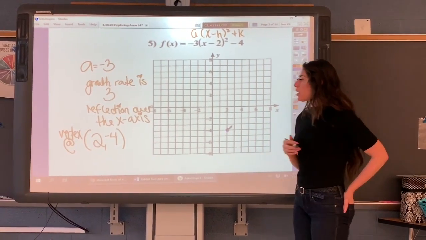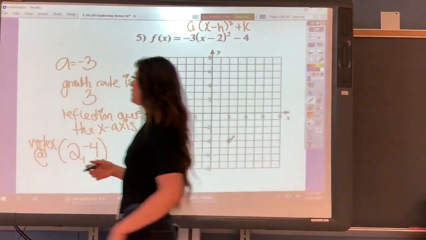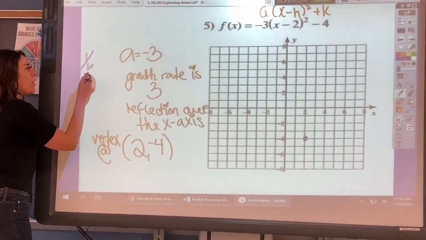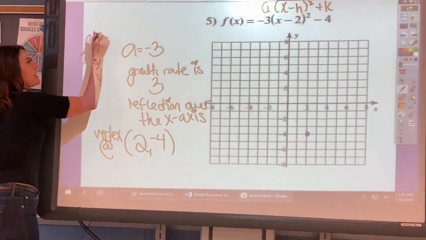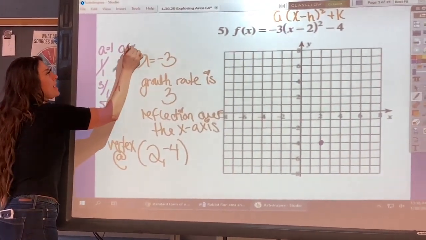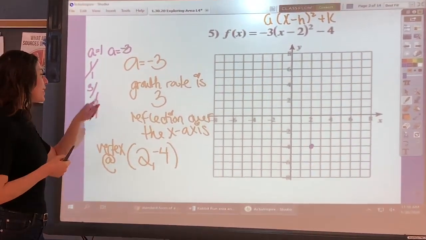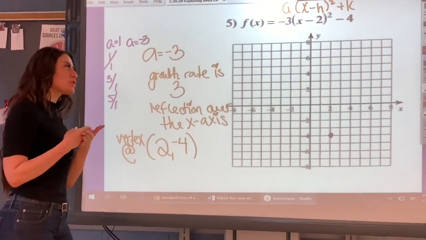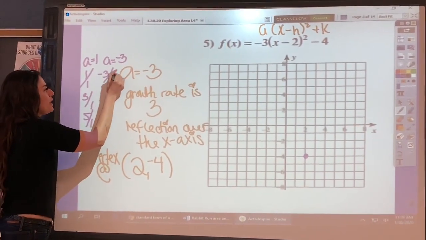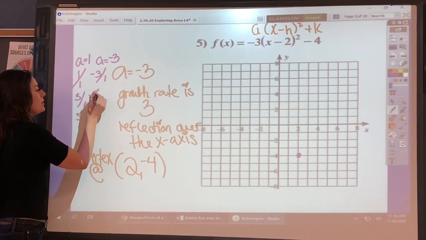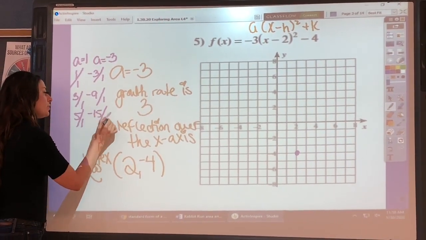I'm gonna find (2, -4). And I know this is my starting point for my quadratic. Now, typically, like I said, a quadratic would have a growth rate of 1 over 1, 3 over 1, 5 over 1. But that is if A equals 1. In this case, A equals -3. All you have to do is multiply each of your numerators by -3, and that will tell you exactly what direction to go from your vertex. So I'm going to actually go down 3 over 1, down 9 over 1, and then down 15 over 1.